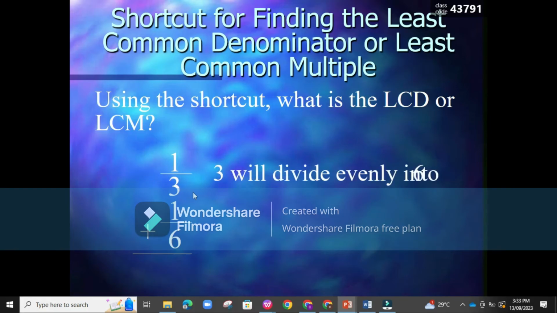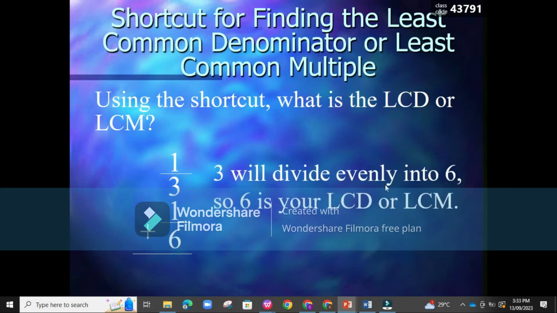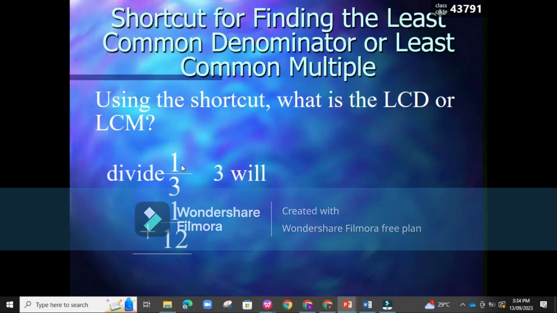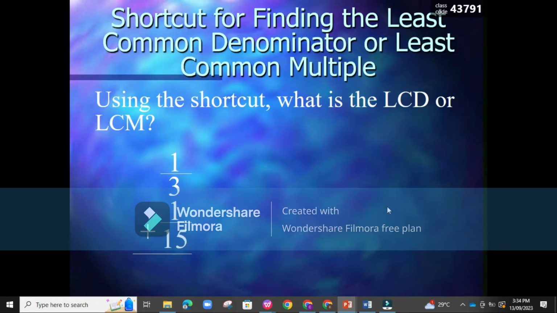Okay, 1/3 and 1/6. Using the shortcut, 3 will divide evenly into 6. So 6 is your LCD or LCM. So 1/3 and 1 over 12. Okay, 12 divided by 3, that is exactly equal to 4. Therefore, 12 is our LCD or LCM.